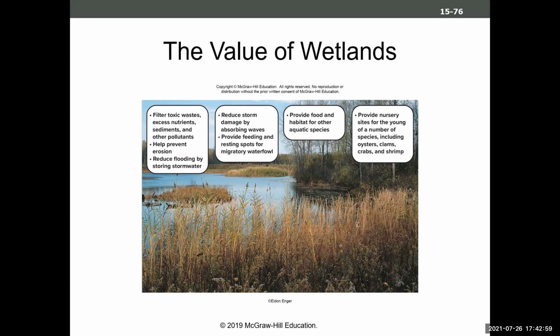They also provide food and habitat for other aquatic species, so other aquatic animals, and then nursery sites for young. Again, I've talked about this a lot over the course of the term. So wetlands are really important in terms of ecosystem services, and we're now kind of starting to see that and realize that. And there was a Wetland Act that was passed, the Ramsar Act, I believe is what it's called, where it's valuing these bodies of wetlands and putting a kind of conservation effort into keeping them intact.